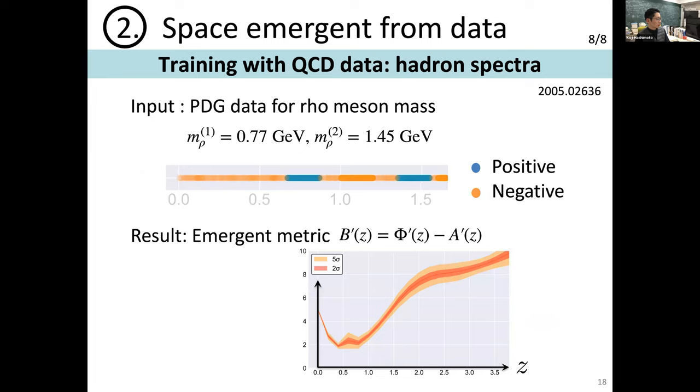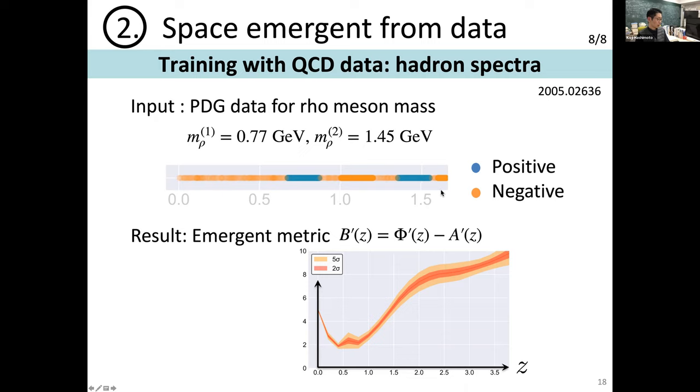So for the input, you can borrow Particle Data Group data for rho meson mass. For example, the ground, the lowest rho meson is this, and the first excited rho meson is this. And of course, you can use higher ones to make the prediction more precise. So here, blue ones are positive and true data, and orange ones are false negative data. And using this as data, you can train the neural network and find this kind of emergent metric.